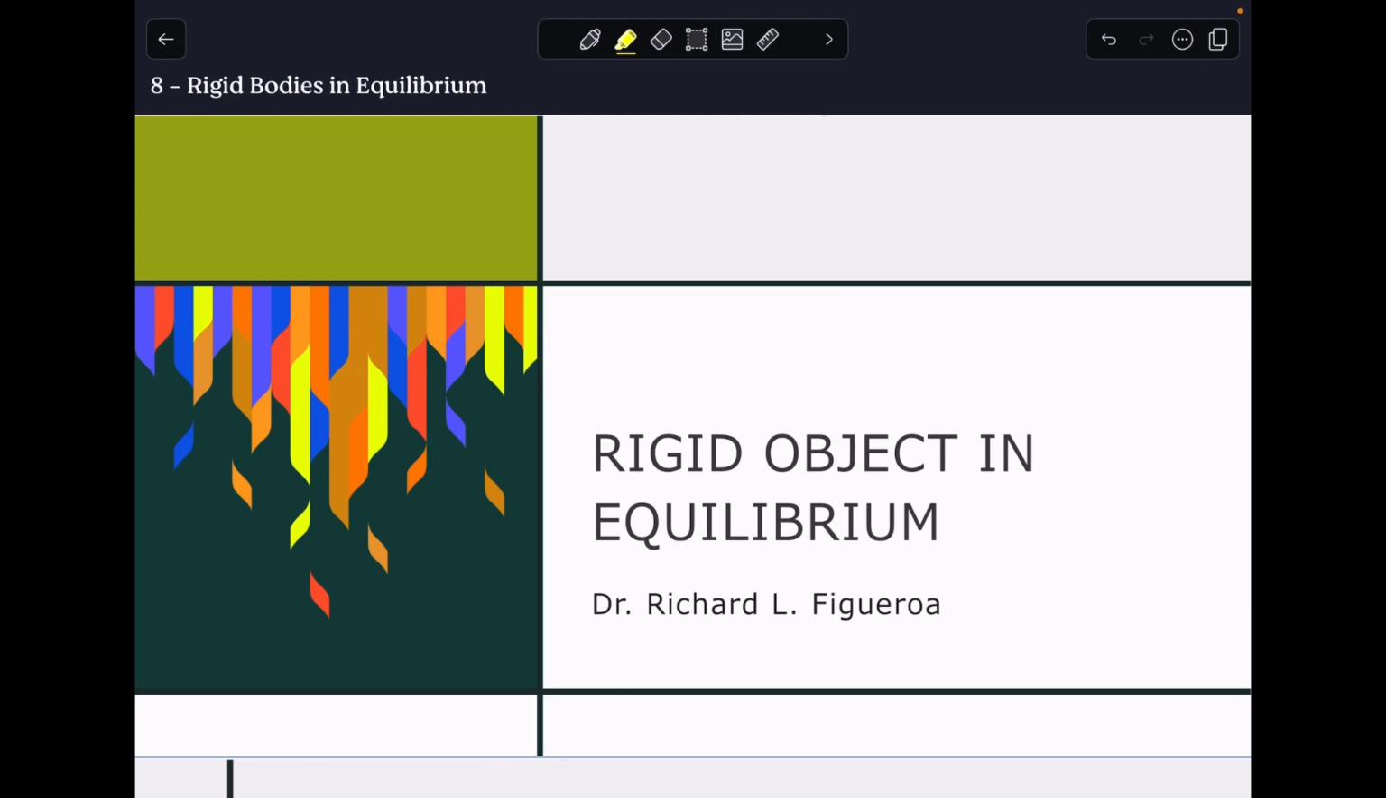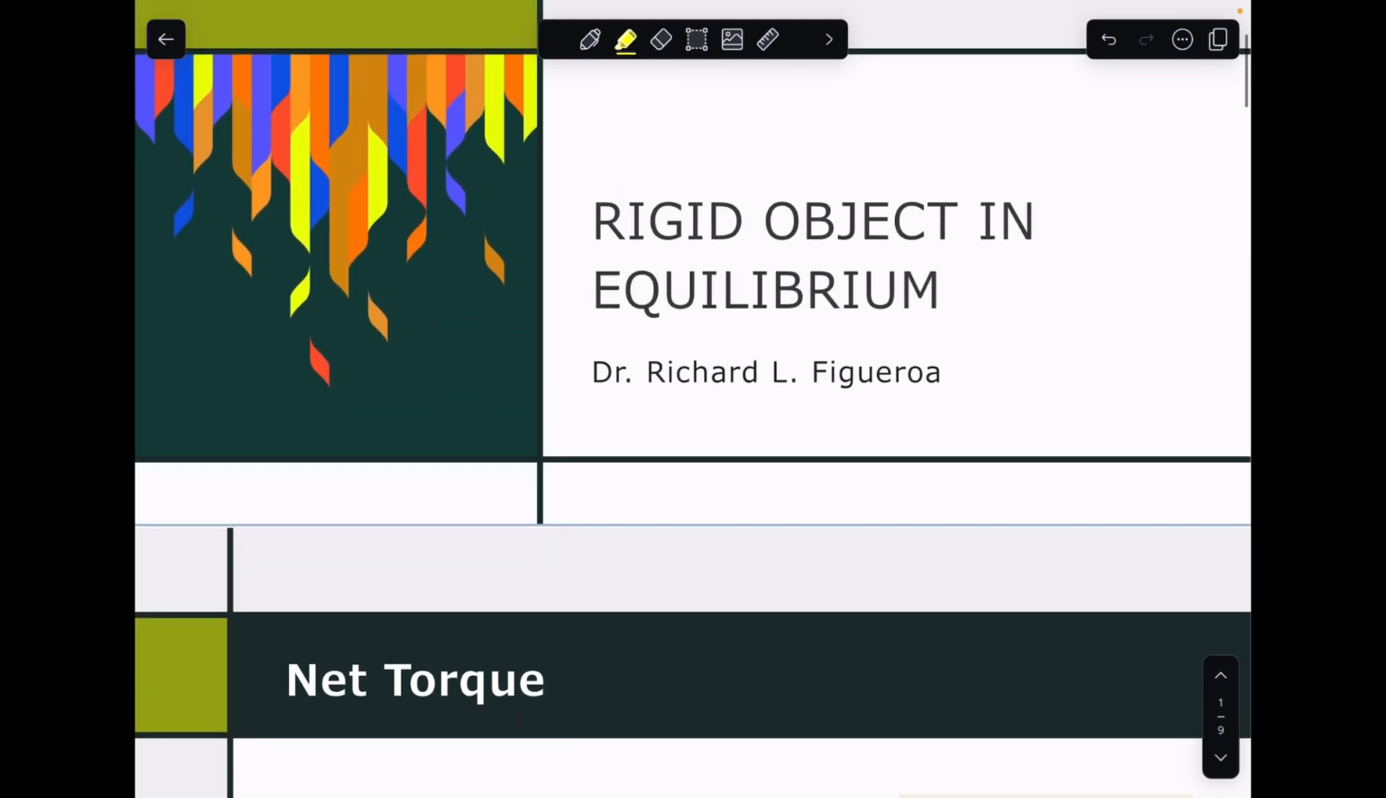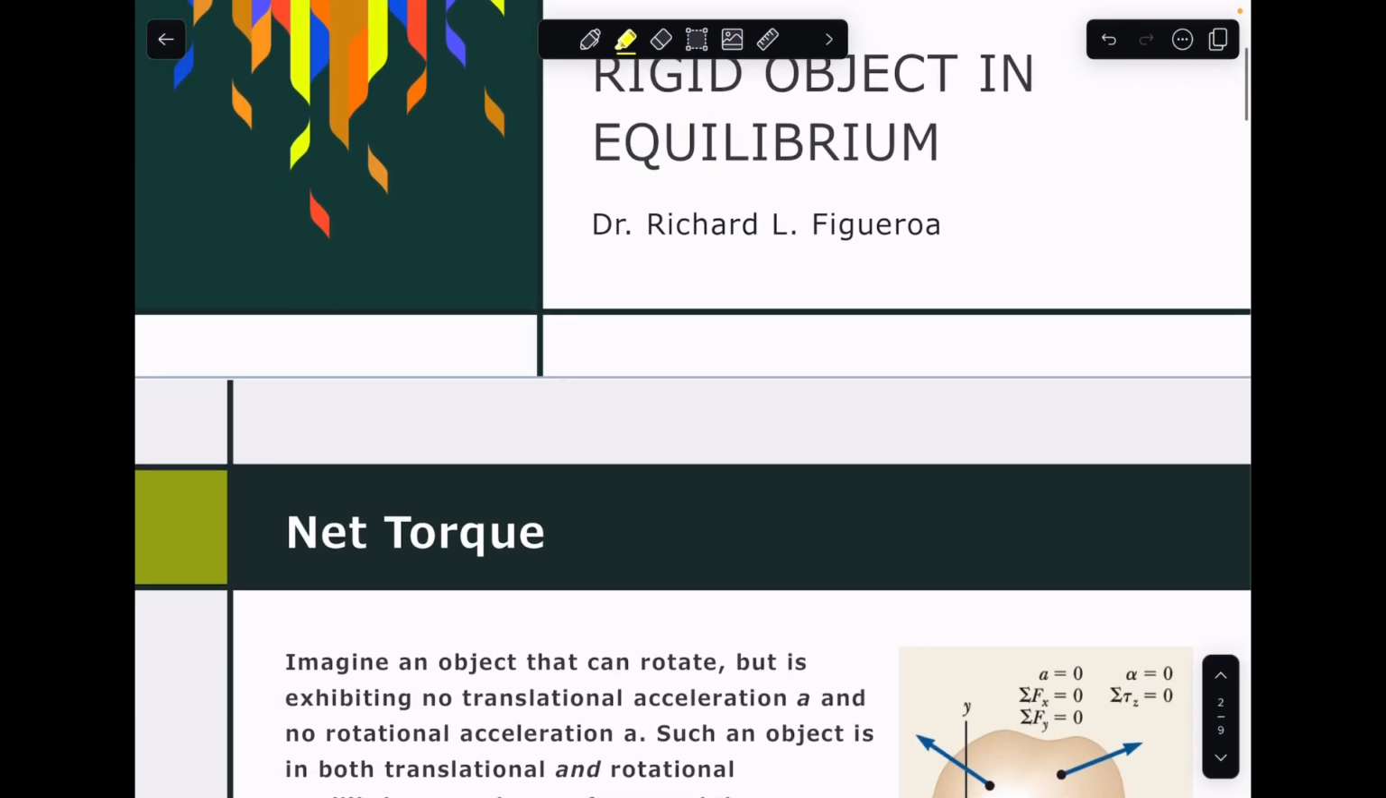Okay, hello. So we're now on rigid object in equilibrium. This is a continuation of the discussion about the torque. For today, we will be covering net torque as well as the center of gravity.